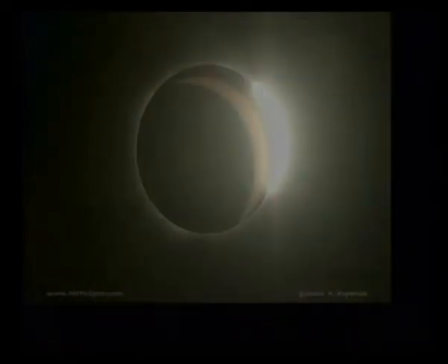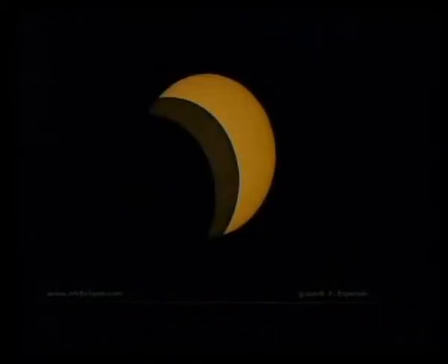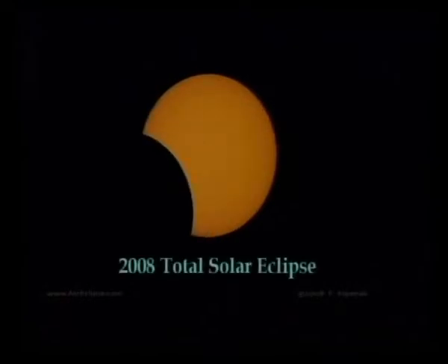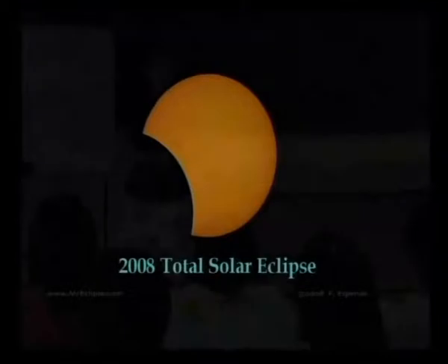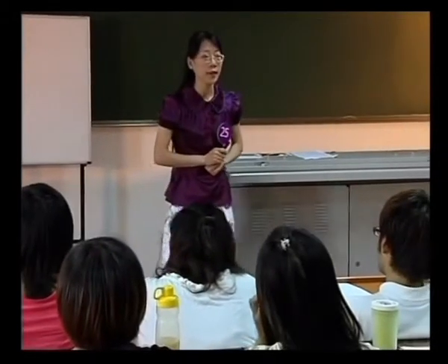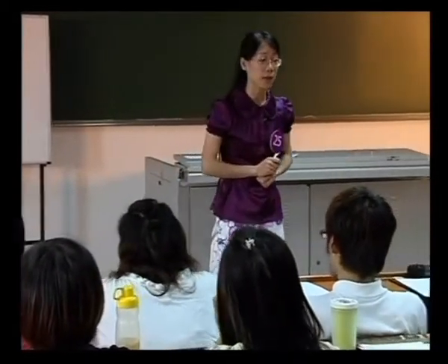What would you say this? The diamond ring. This total solar eclipse happened in 2008. Isn't this beautiful? Is this natural phenomenon beautiful? Yes, I believe most of you agree that it's beautiful.